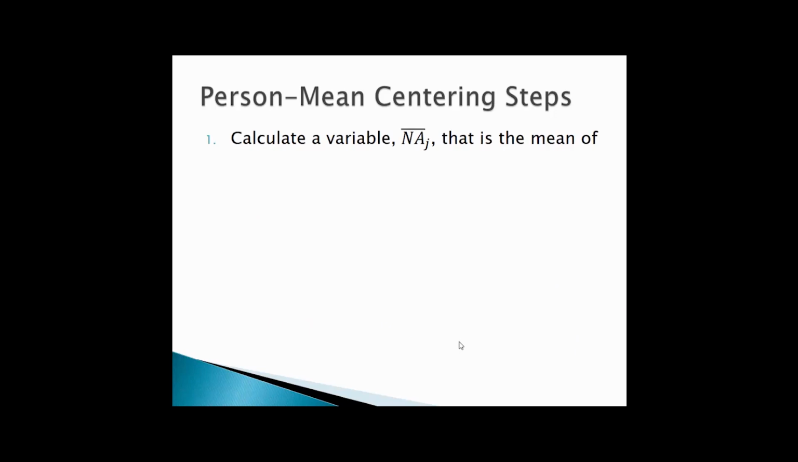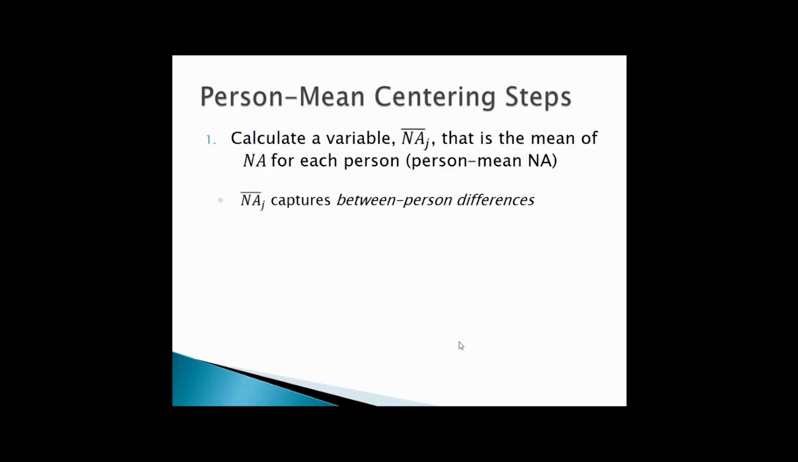Right? And so what we will do in order to calculate this is, in our intensive longitudinal data set, we will calculate a variable for each person. That's the mean of our predictor. So that'll be the mean of negative affect for each person. And what that's going to capture is between person differences. It will only vary between people. It will not vary within a person, because it's their average across all observations.